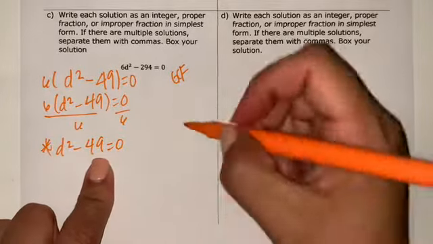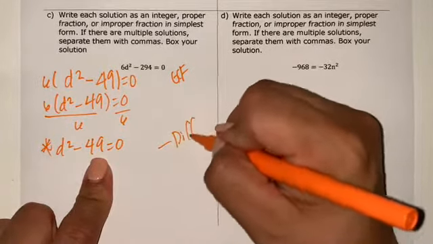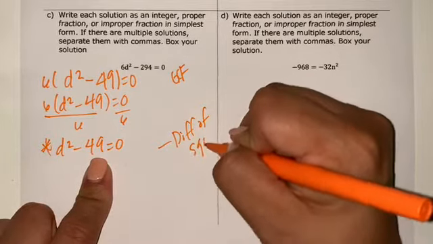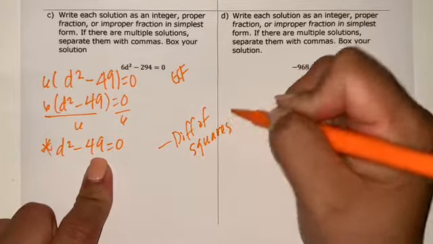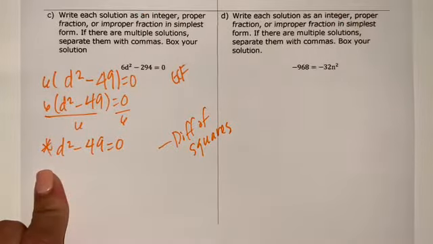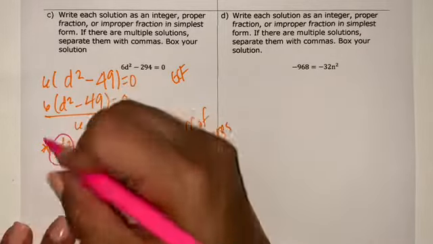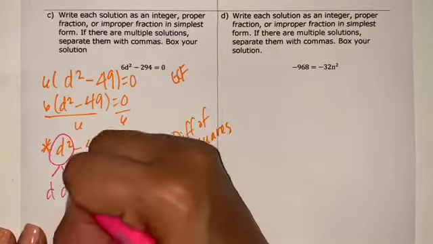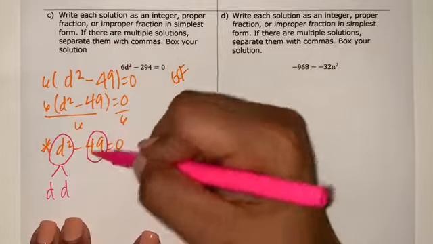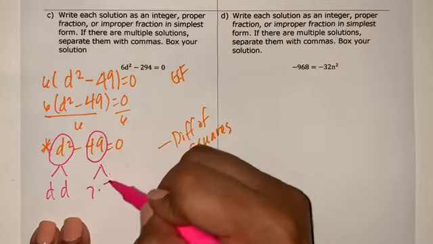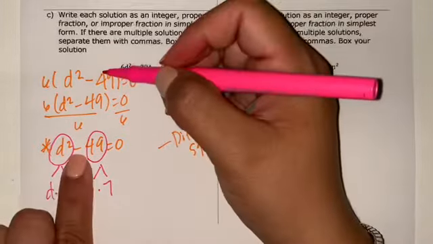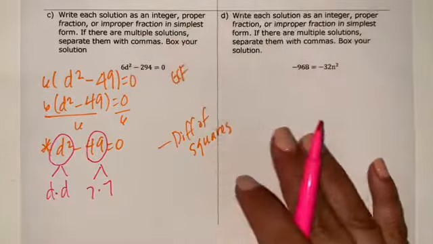So this is called difference of squares. And all you need to know is this first term is a perfect square because it expands to d and d. And then this right here is a perfect square because it's 7 times 7. And then we call it the difference because it has that negative sign in between.